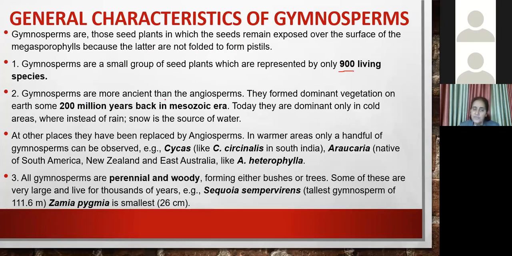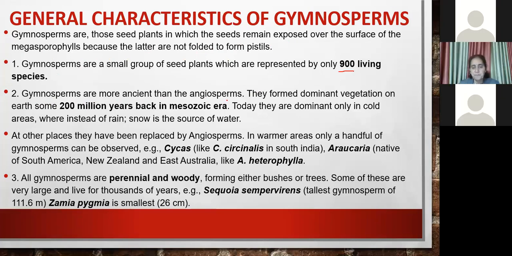Gymnosperms are more ancient than the angiosperms. They formed dominant vegetation on Earth about 200 million years ago in the Mesozoic era. इस समय ये सबसे ज़्यादा थी.